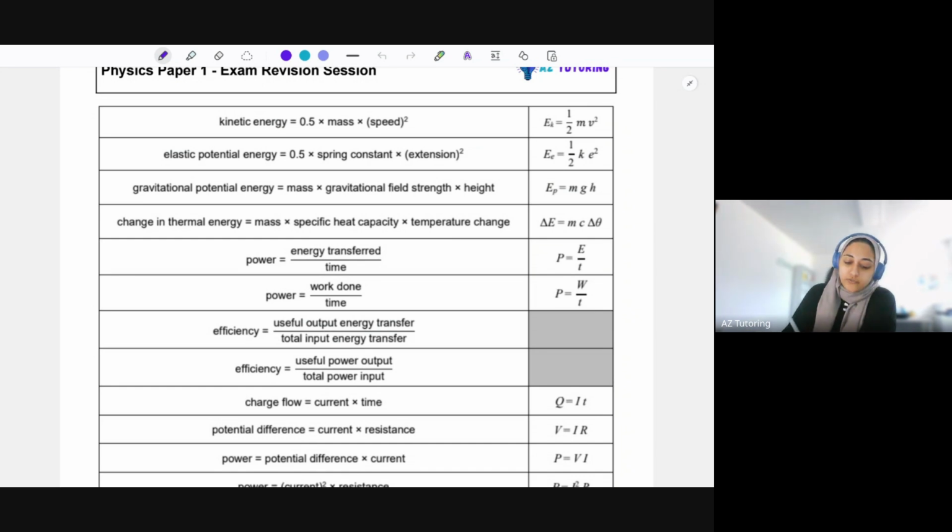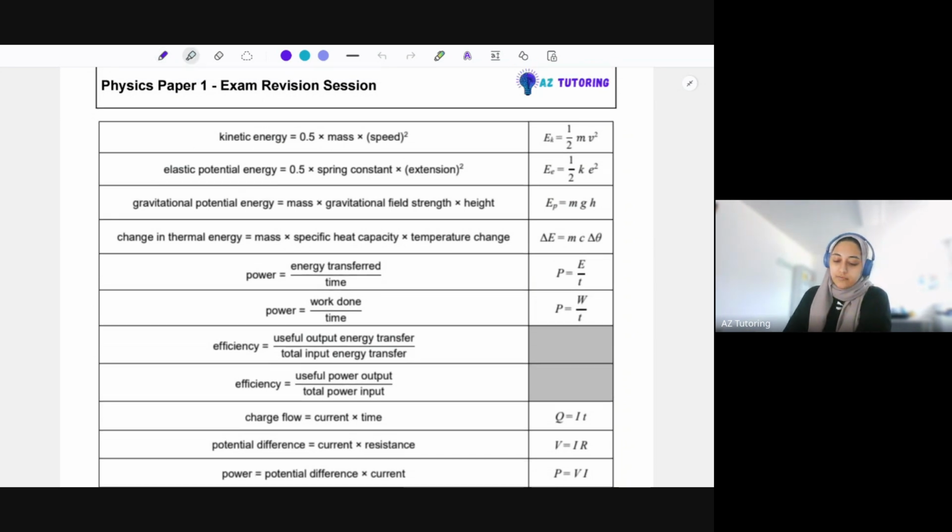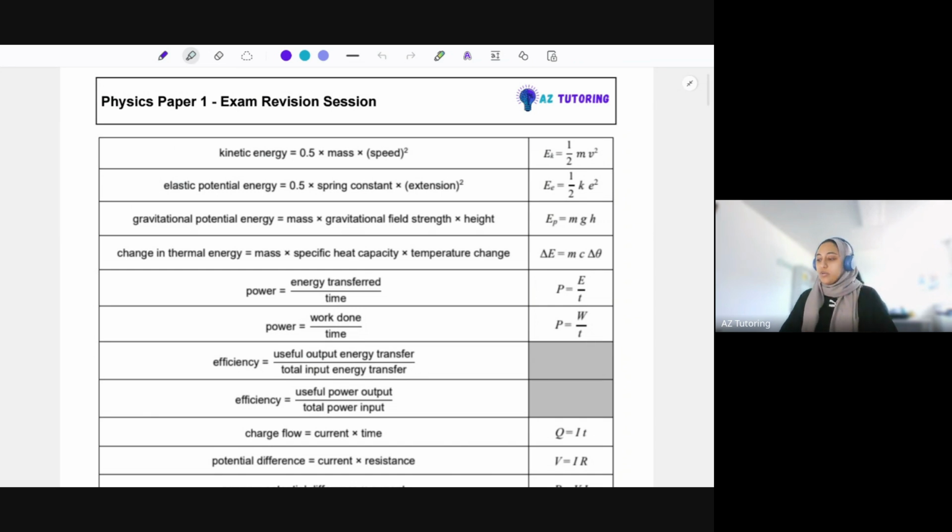Now, I just wanted to note a few things on here as well, because there's quite a lot of things you don't need to memorize just because it's given to you. For example, the 4 kinds of energy stores. These are not the only energy stores, but they're the most important ones: kinetic energy, elastic potential energy, gravitational potential energy, and change in thermal energy. You need to know what factors affect them as well. But again, you don't need to memorize them just because they're given to you.